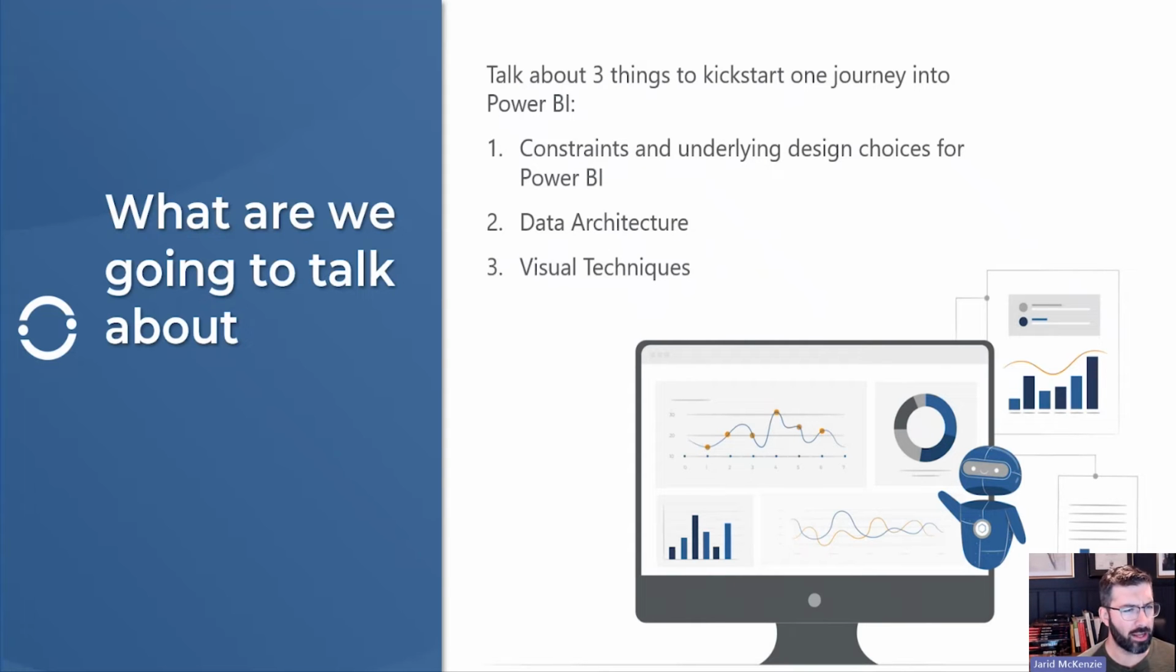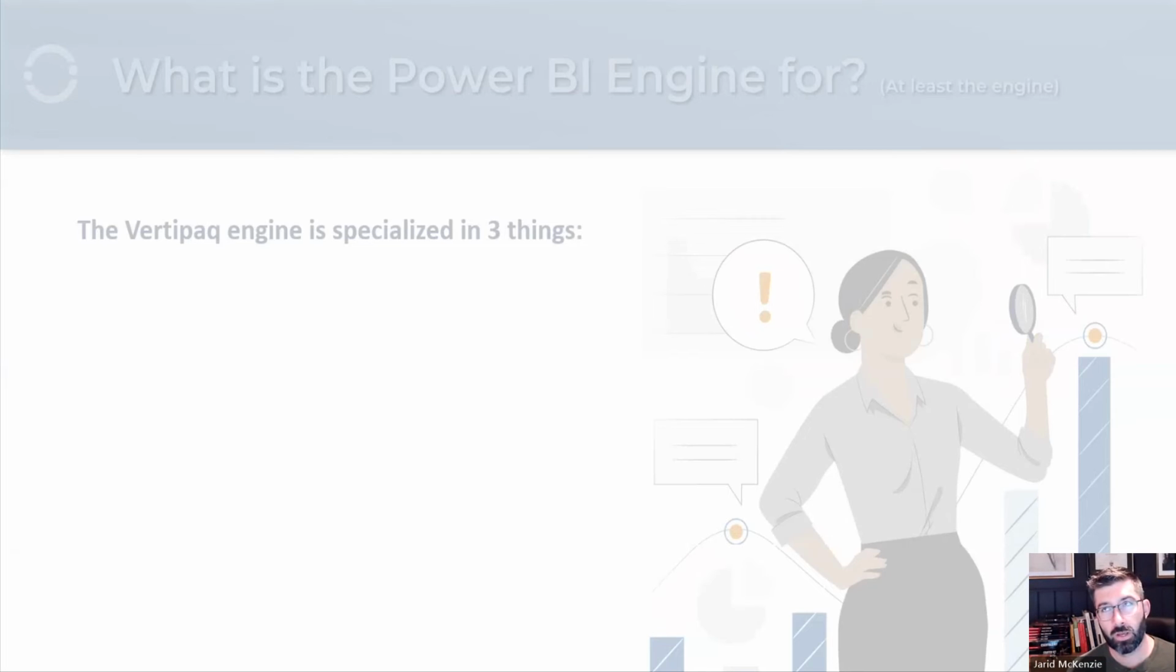Now, normally when I give this talk, it takes about an hour, and I know I don't have exactly that time, so I may cut some of the visual technique portions at the end. There's one thing that I really want to go over that I'll make sure we chat about, but for the purposes of this chat, we're going to concentrate on those first two points: what are the constraints, and how do they influence our data architecture? So let's talk about that first.